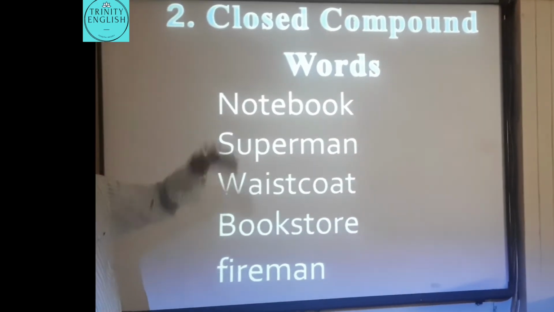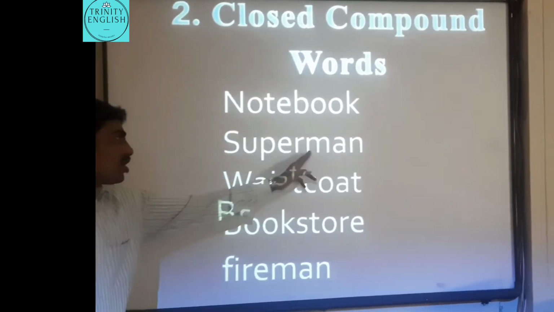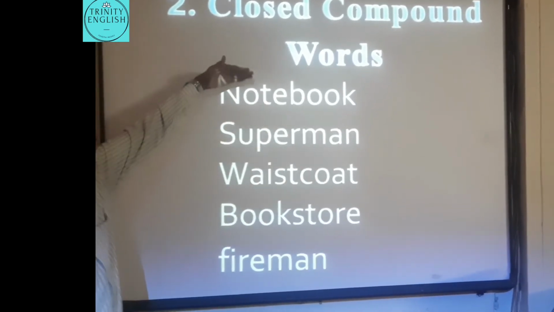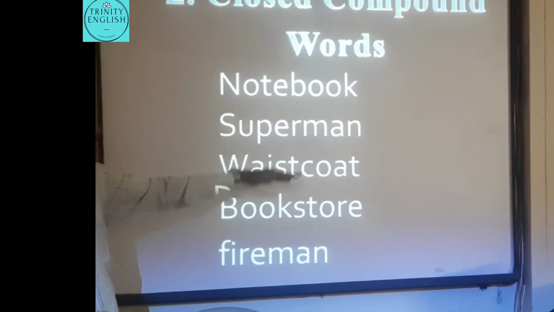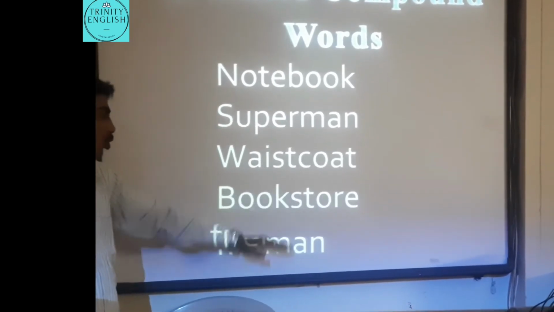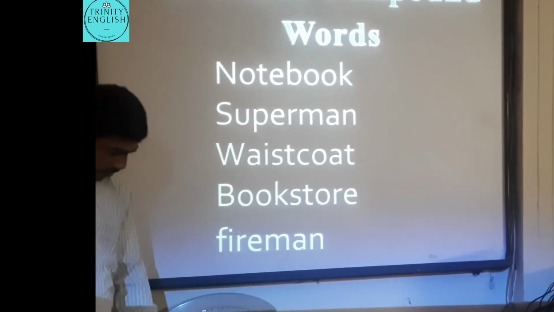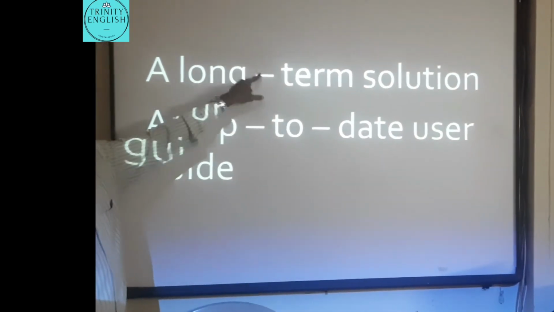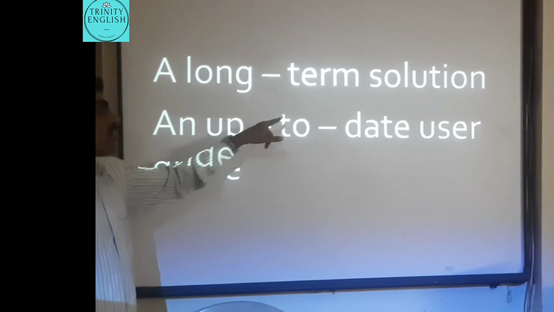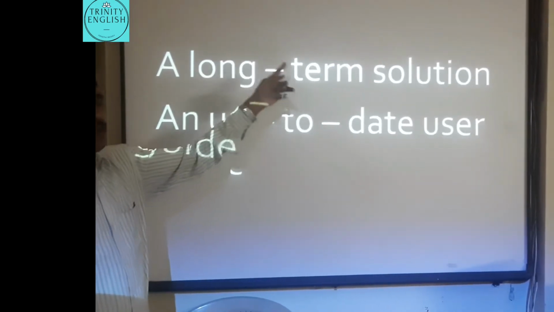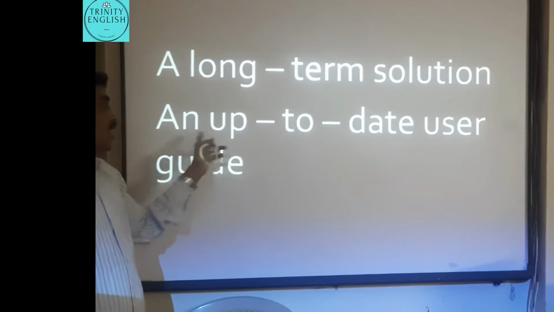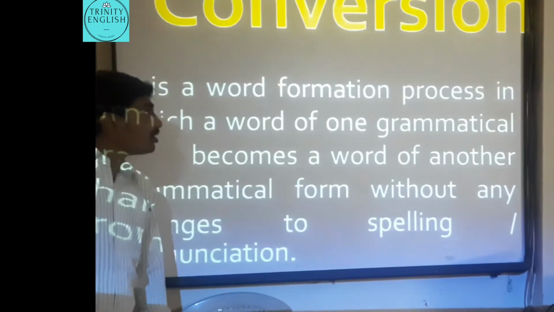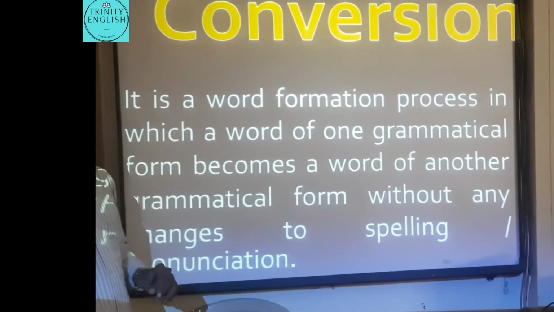Next we have closed compound words, where we do not have a gap between them. Here we have notebook, Superman, waistcoat, bookstore, and fireman. Next we have hyphenated compounds, and here we have long-term solution and up-to-date user guide.